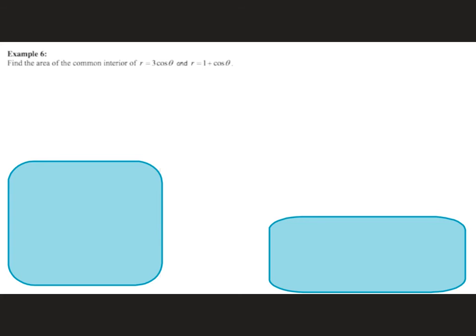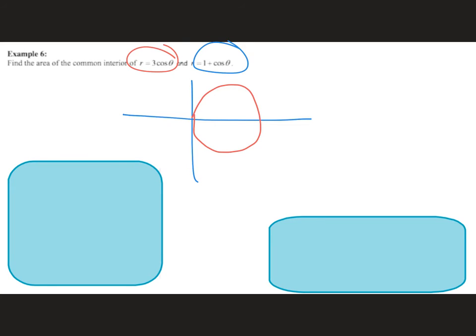So let me sketch this graph for you. I should have just had the graph show up, but I did not. If I have, I'll make it red again, 3 cosine theta, that's like the sine one we saw, but over here. And then 1 plus cosine theta, I'll do that in blue again because I did that last time. That's going to look something like that. I don't know what that shape looks like. Kidney bean or something? Something like that. And it says the common interior. So that means I want this piece here.